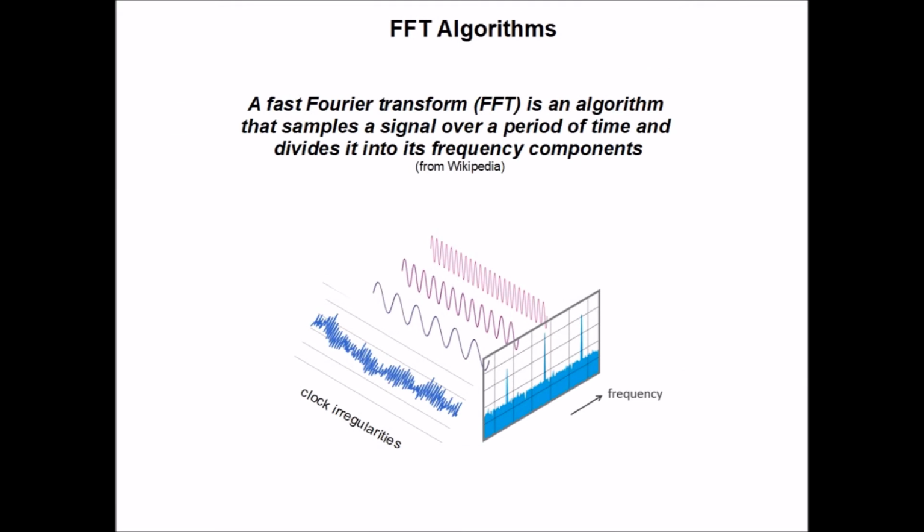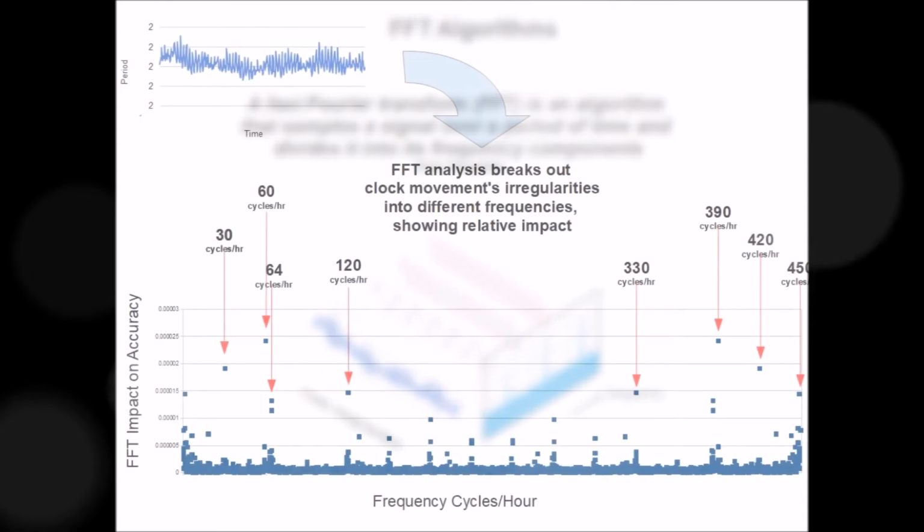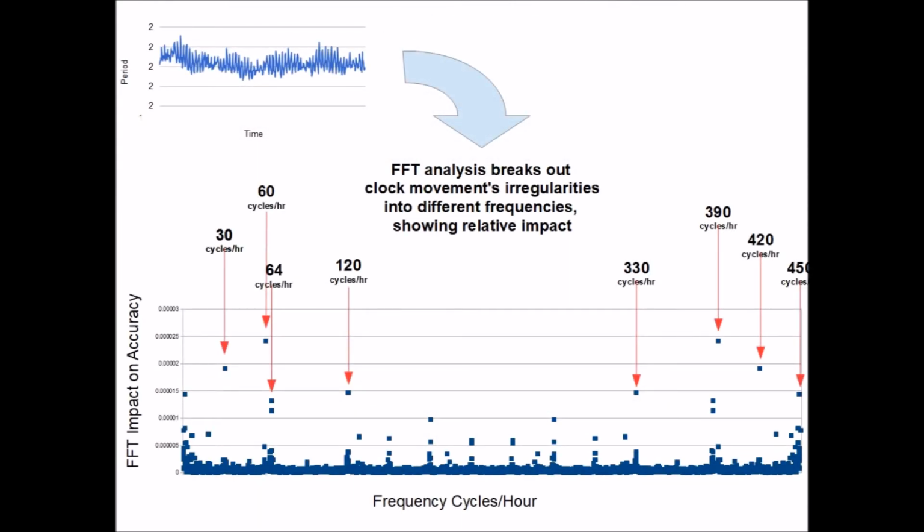Fortunately for us, there is an algorithm that takes a signal over a period of time and breaks it out into its component frequencies. Not only does it tell you what frequencies exist, but it gives you a relative magnitude of each of those frequencies. When we apply the FFT algorithm to the clock data that we have accumulated over an hour, we have over 4,000 data points, and it highlights in the analysis less than a dozen key points that have unique characteristics.